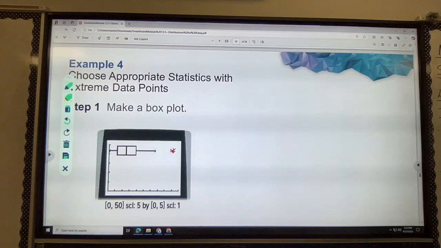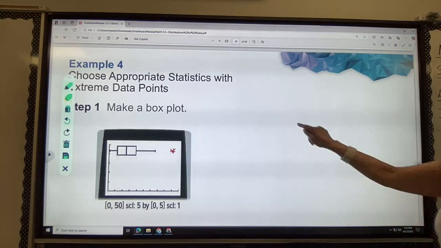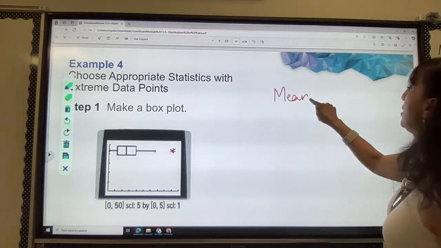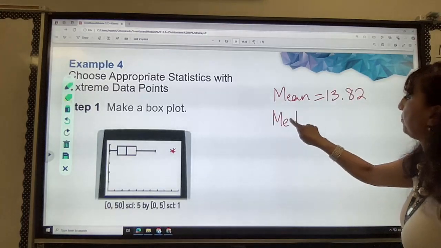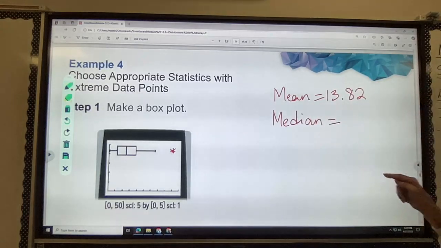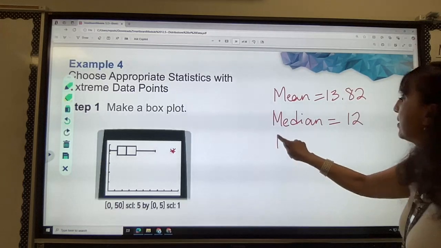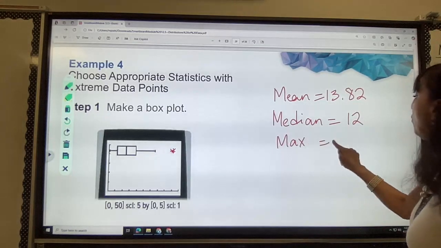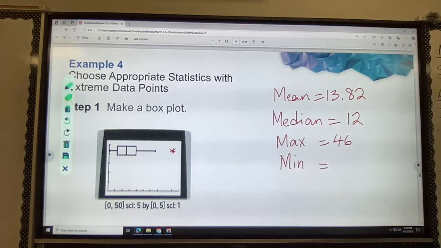Okay, and so when I do the calculation, everything else, it is also going to do it for me. It will show me my mean with the 5-number summary to see the effect of the outlier. It gives me my mean as 13.82, my median as 12, and my maximum, which is 46.